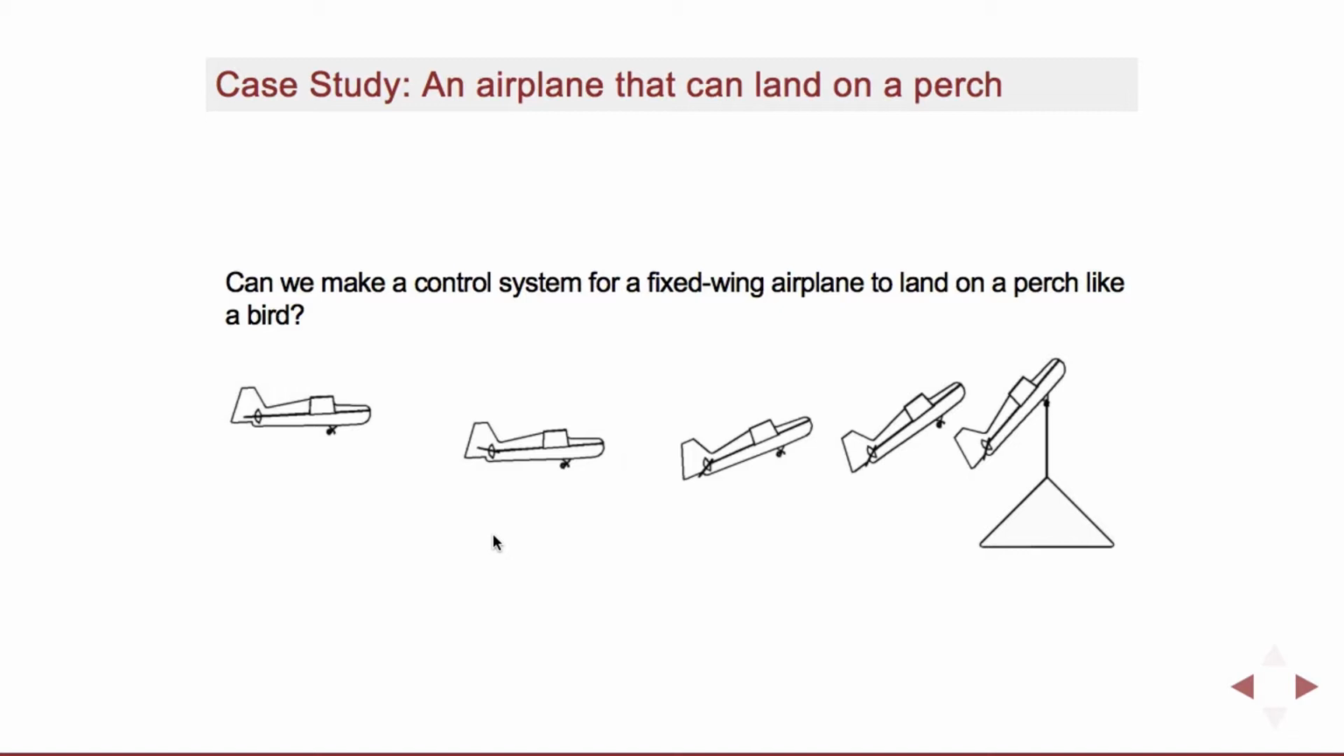Okay, so I was and continue to be interested in birds and how beautifully they fly. And we tried to ask the question: can we make an airplane that can do something a bird can do, like land on a perch? I mentioned this in the introduction lecture, but let me tell you some of the details now. So the problem is: take a fixed wing airplane with only a controller at the tail and see if we can make it land on a perch like a bird.